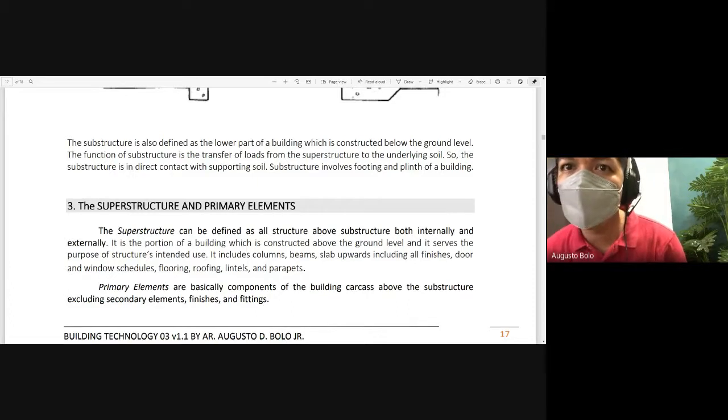Ana May Traballo, can you read please? The superstructure.